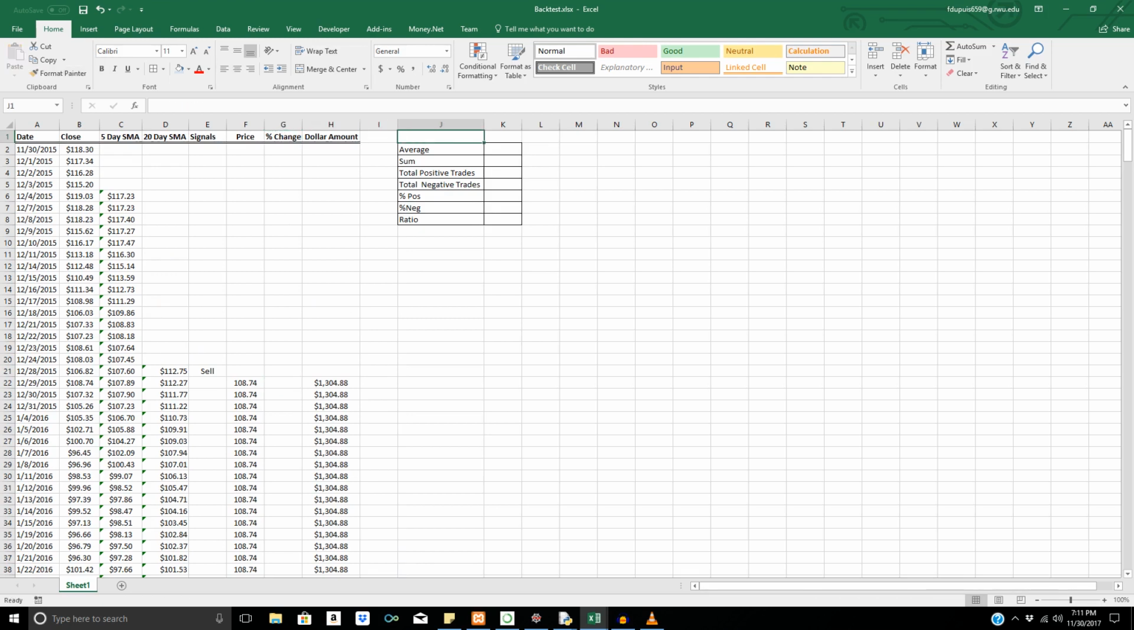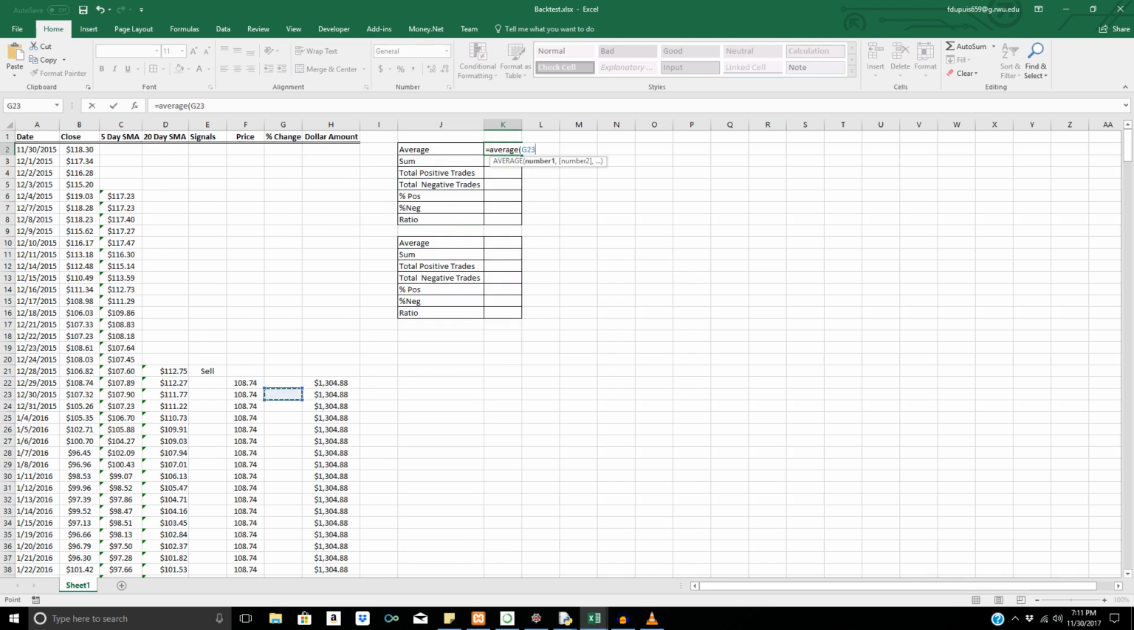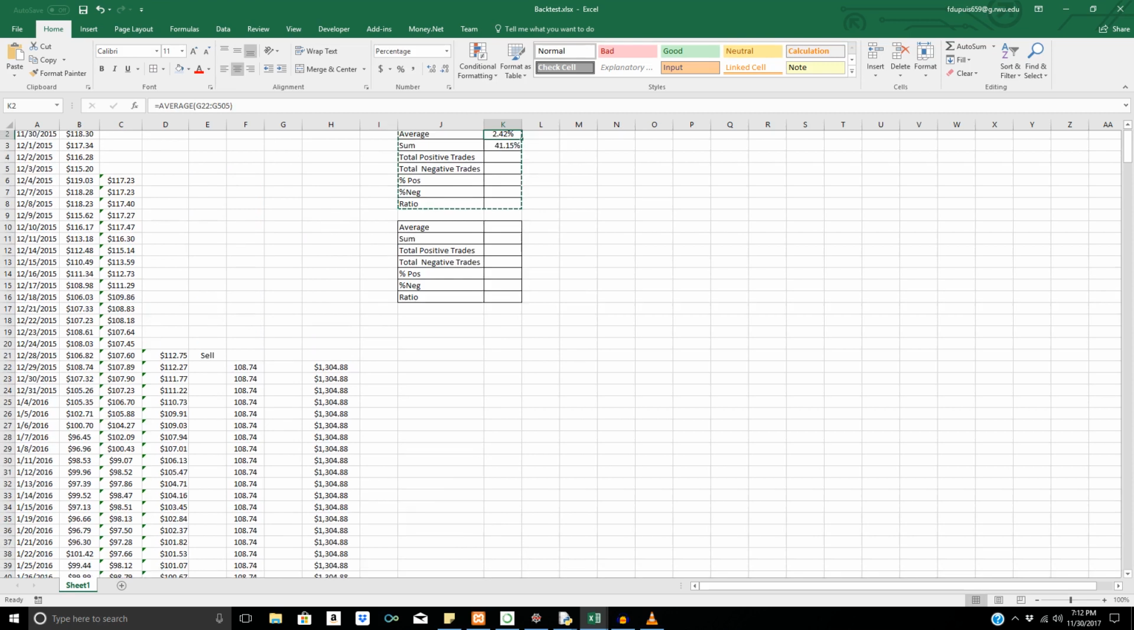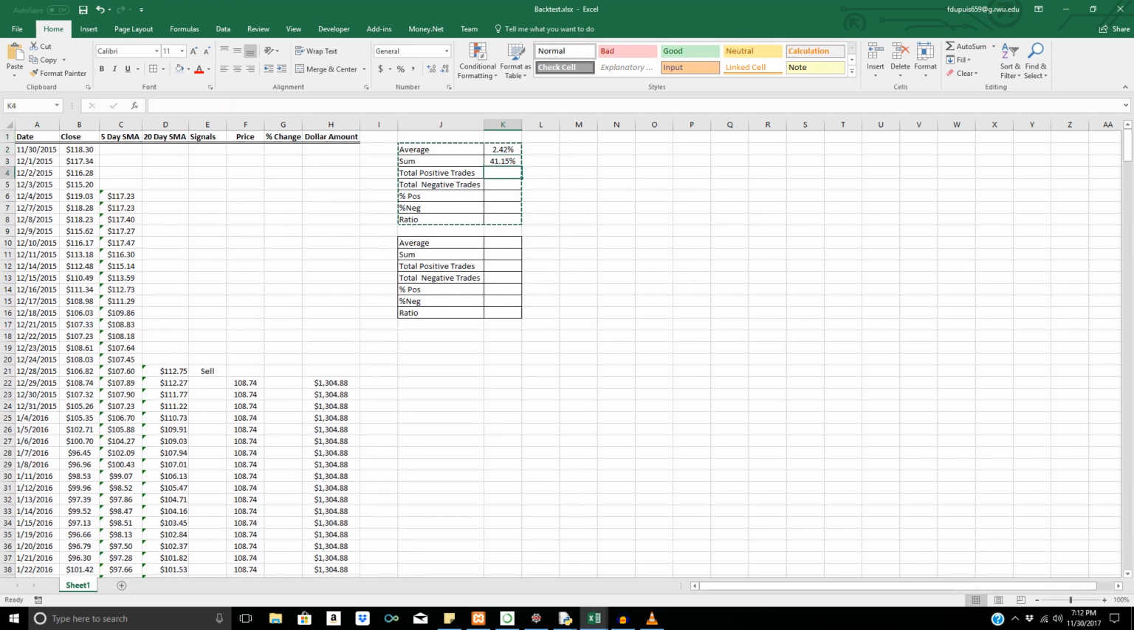Okay, and we can just actually take this, copy it, and we'll use it as a dollar amount right here. So let's do the returns first. Average that out. So the average return out of all of them was 2.42%. Let's calculate the sum. Not bad. Total positive trades equals count. I'm not even going to bother with the percent positive or negative.